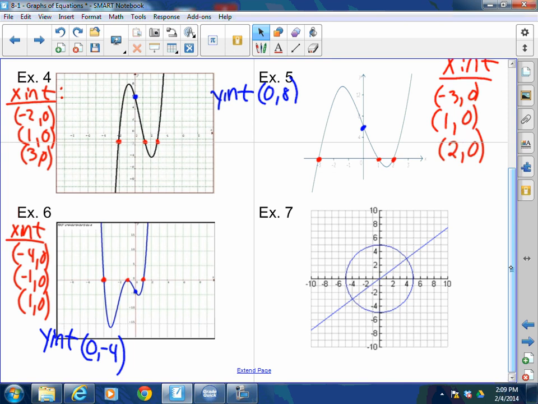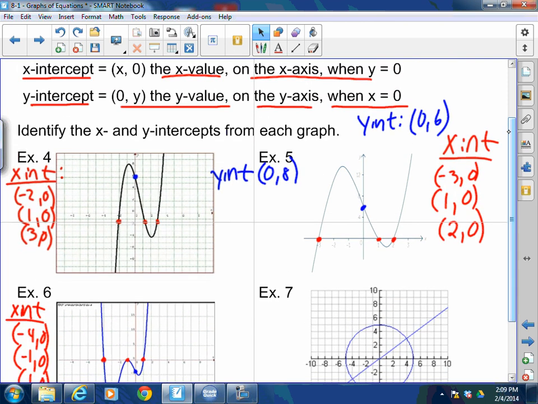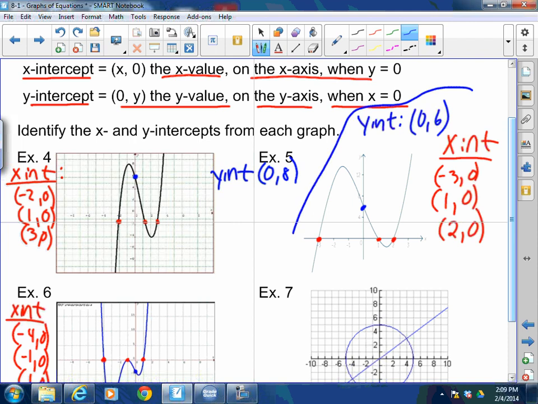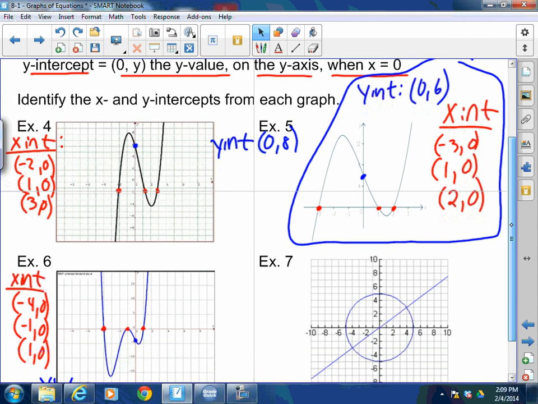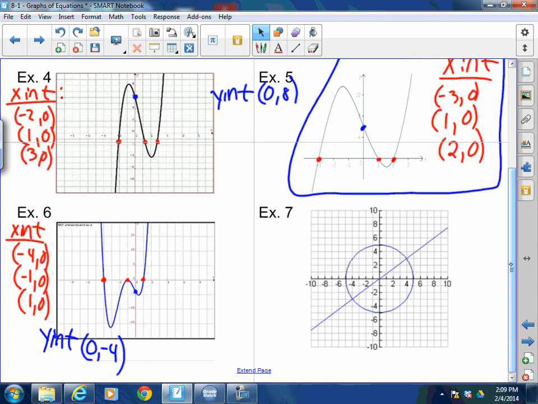The y-intercept's right here in blue for example 5. 0, 8, Pablo. Sorry, this guy right here. My bad. Thank you, son. Sorry about that. All right, what about for this circle?